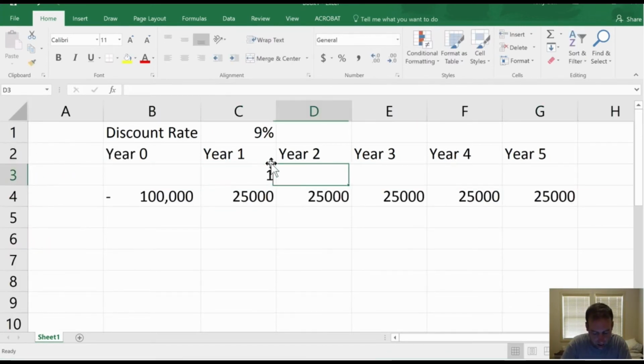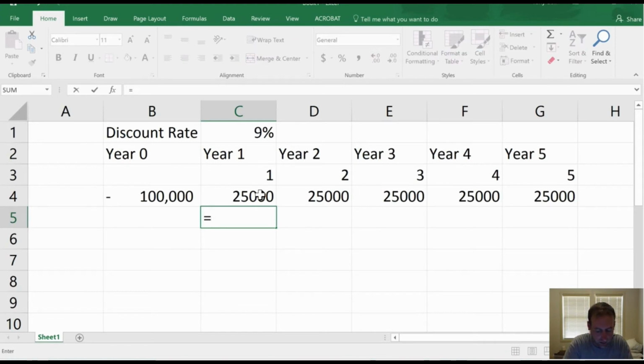1, 2, 3, 4, 5. Just stating the years so it's a number so I can use it in a formula. So if I want the present value of this cash flow, I go equals 25,000 divided by 1 plus the percentage raised to the power of, and to raise the power of, you just hit shift 6, you get one of those little hats, that number. And I'm going to lock in that percentage, F4.